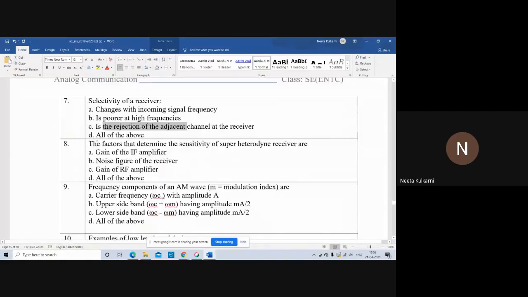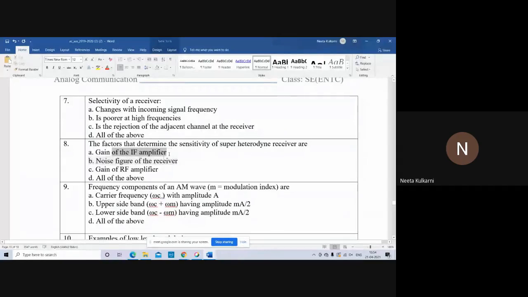Then next, the factors that determine the sensitivity of a superheterodyne receiver are. On what does the sensitivity of a superheterodyne receiver depend? That is asked here. Option A is gain of IF amplifier, B is noise figure of the receiver, C is gain of RF amplifier, and D is all of the above. So the factors that determine the sensitivity of a superheterodyne receiver are all of the above. All these factors decide the sensitivity. This is the correct option.